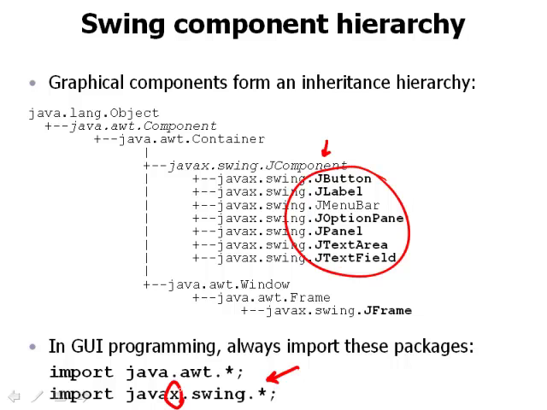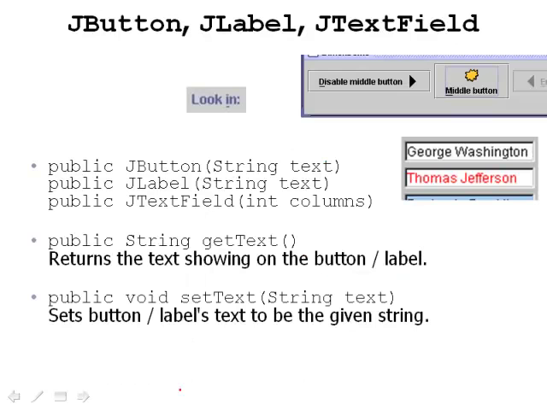So if we want to pop up some of these components, let me show you a few of them and how they work. So the three that we'll play with today are buttons. This is a JButton here. This is a JLabel here. And a JTextField are these text boxes right here. And you can construct these by passing in the string of the text you want them to show, or in the case of the text field, you can pass the number of letters wide, the number of columns wide you want the text field to be.